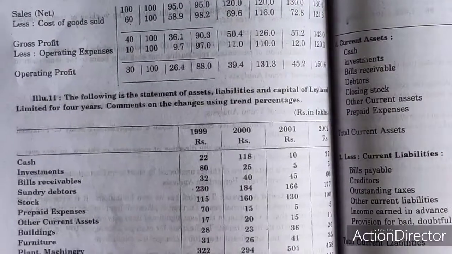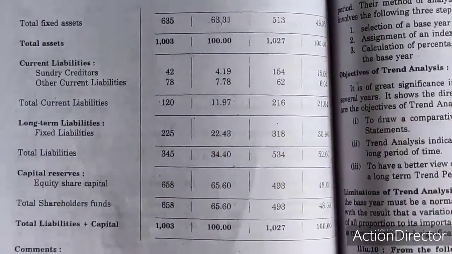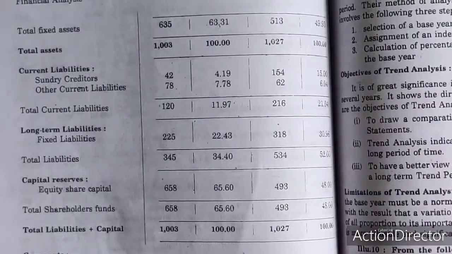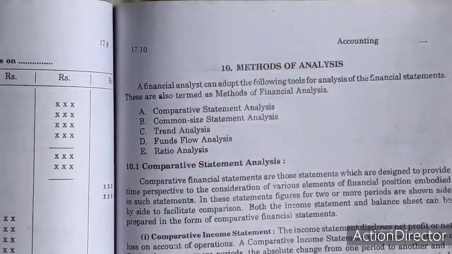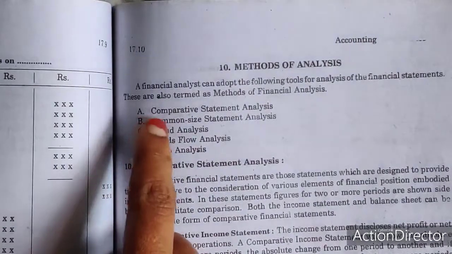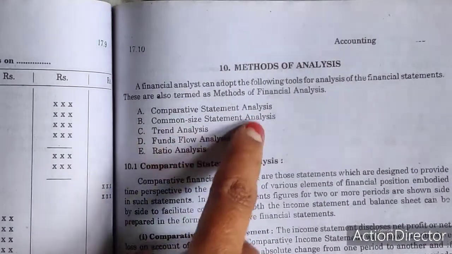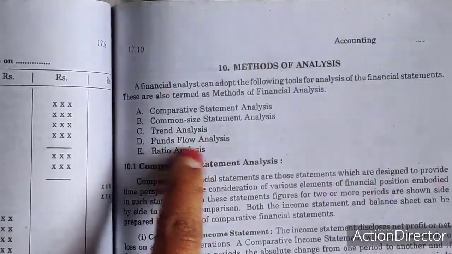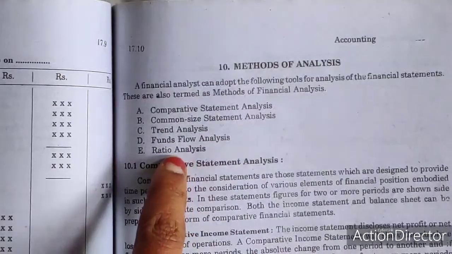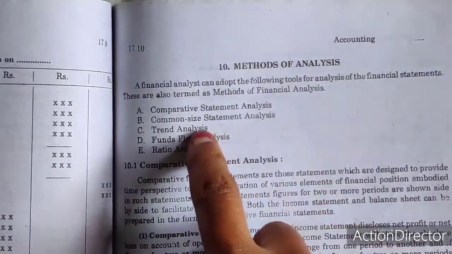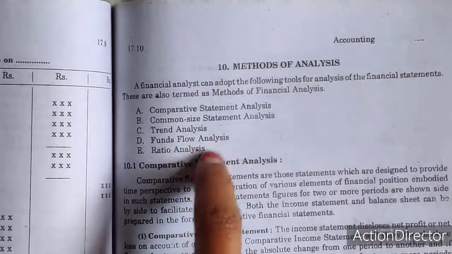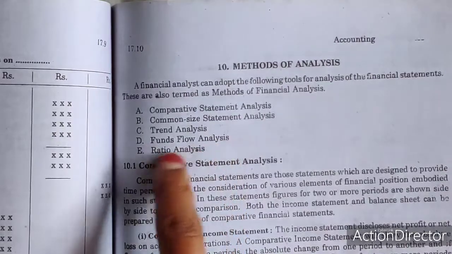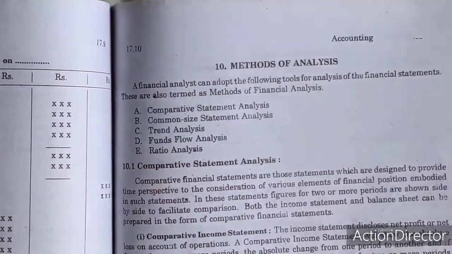The other two methods we have discussed. We have 5 methods to analyze the financial statements: comparative statement analysis, common size statement analysis, trend analysis, funds flow analysis, and ratio analysis. Here in this chapter we discussed these 3 methods. In the following chapters we will discuss these 2 methods, funds flow analysis and ratio analysis.